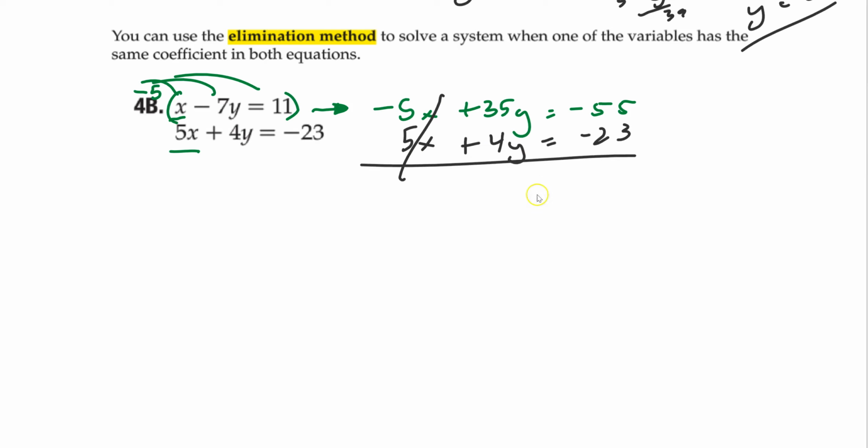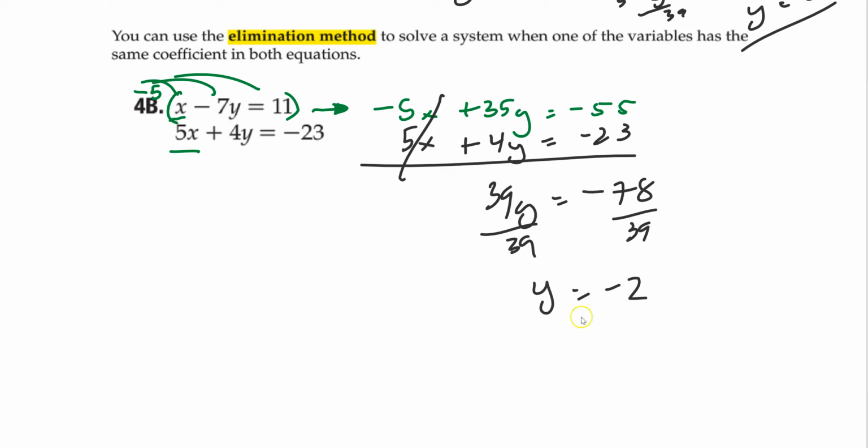Add them up, these cancel. I get 39y equals -78. Divide by 39, and y equals -2. As always, we're not done. I have y, I gotta find x. Again, you can substitute into any one of these you want. I'm going to use the top one because it looks a little easier.